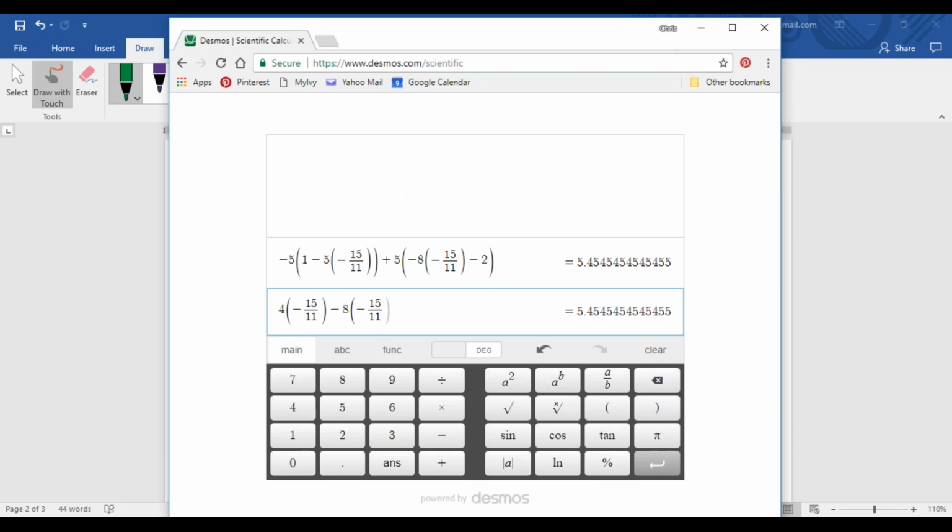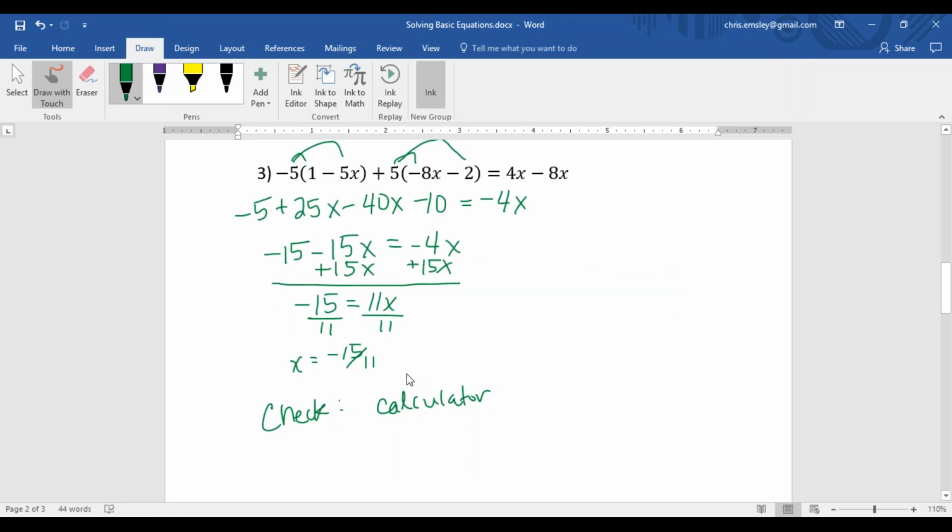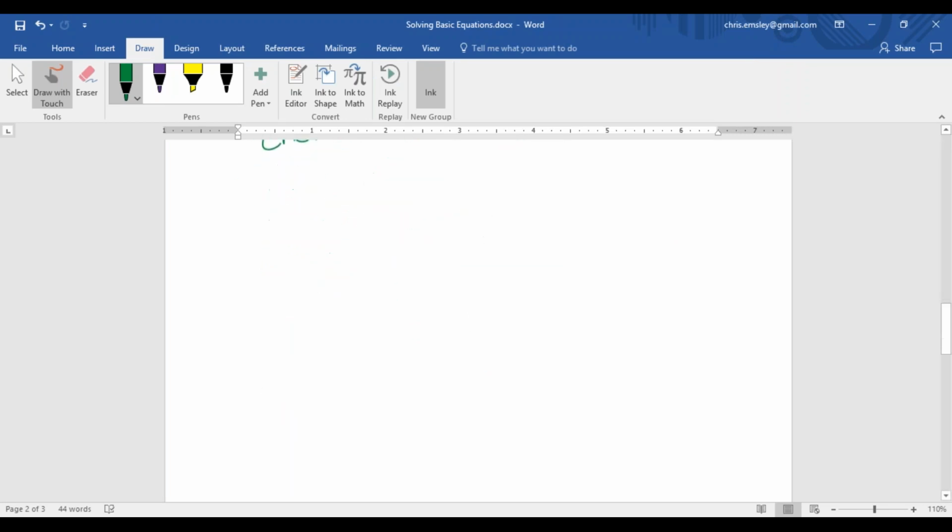This first line that I typed in, this is the left-hand side of the equation with negative 15 over 11 in place of x. And you can see that when we calculate that out, it's 5.45 repeating. And the second line, this is the right-hand side of the equation with our value plugged in for x. That is also 5.45 repeating. So that answer also checks, and we are good to go there. Okay, so it's okay to get a fraction for an answer.